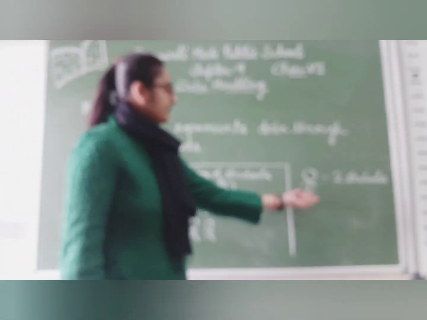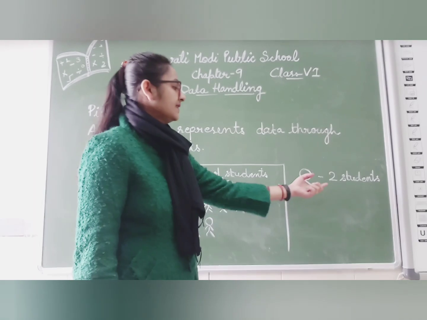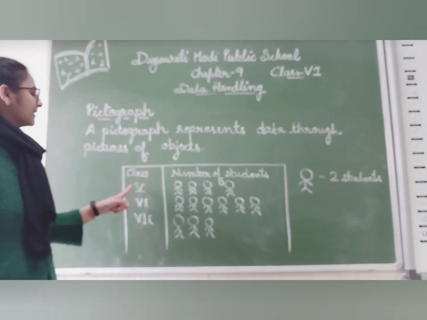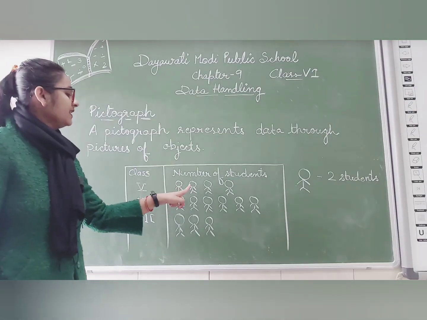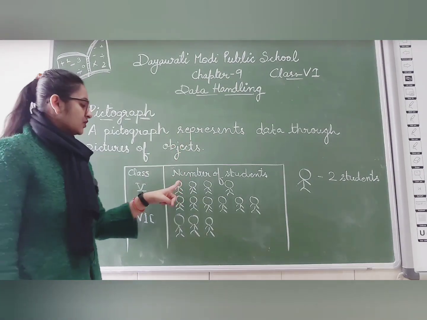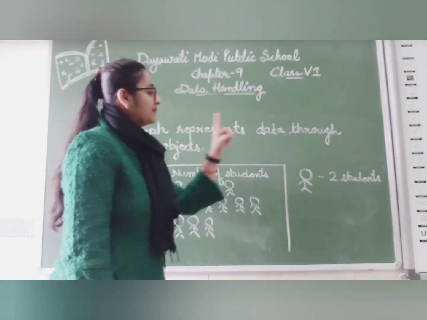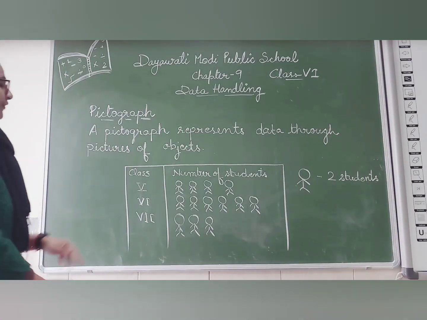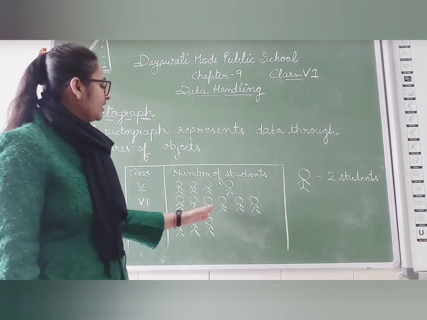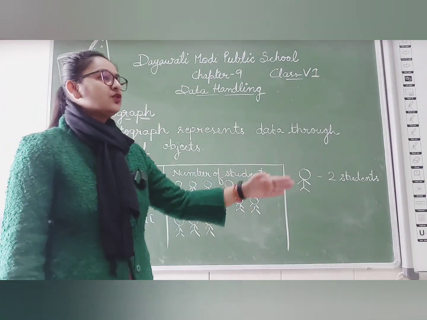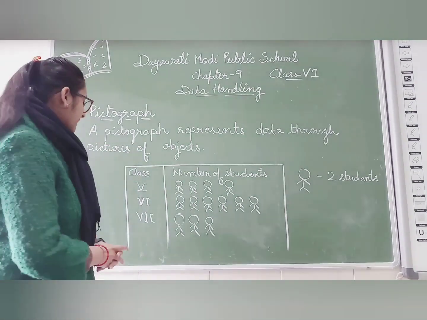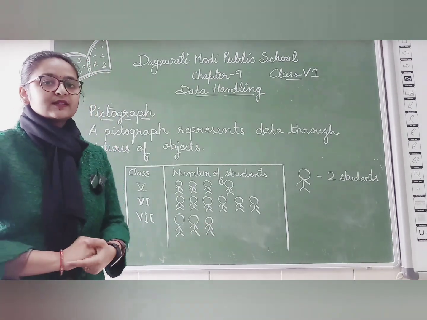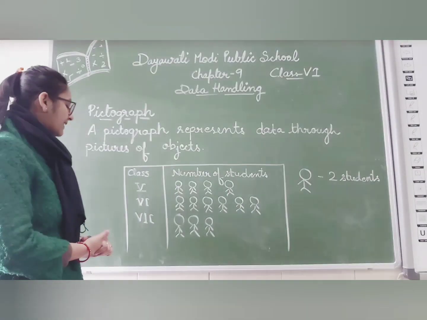Here this picture symbolizes 2 students. It means if we have to find the number of students in class 5, we have to count all the symbols 2 times. So 1, 2, 3, 4, and 4 multiplied by 2 equals 8 students in class 5th. For class 6th, we have 1, 2, 3, 4, 5, 6, and 6 multiplied by 2 is 12 students. And in class 7th, 1, 2, 3, and 3 multiplied by 2 equals 6, so there are only 6 students in class 7.